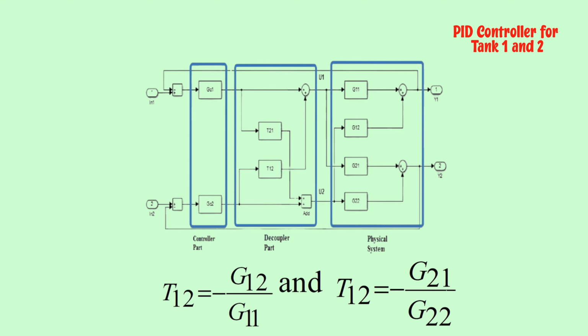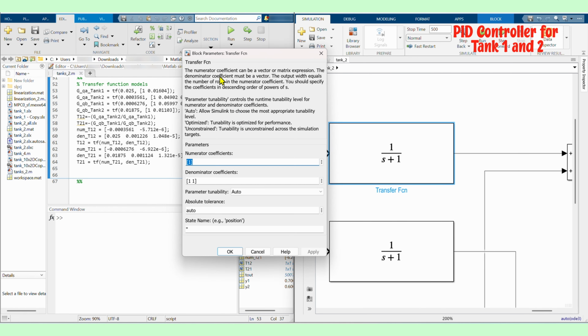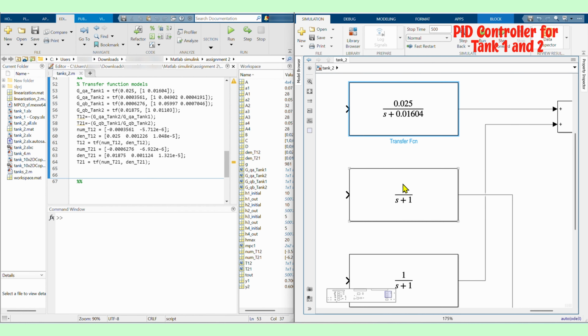When done correctly, the interactions between the tanks are minimized, allowing each control loop to behave like an independent SISO system. This enables us to tune each PID controller using standard methods. In this video, I'm using the auto-tune feature in Simulink to tune the controllers efficiently.